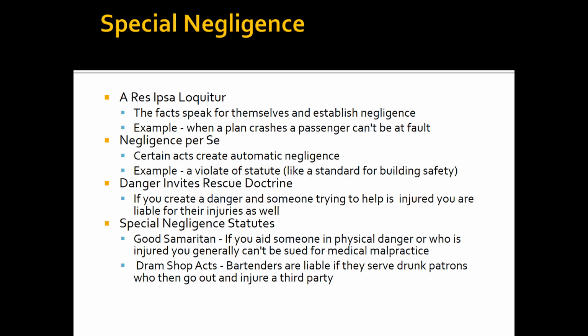There's also Good Samaritan. If you aid someone who's in physical danger and you injure them, you generally can't be sued. Many states have Good Samaritan statutes. Quick example of that would be someone's choking to death and you give them a Heimlich and you break a rib, which can happen. Could they sue you for the broken rib? No. Well, they could sue, but you'd have a defense.